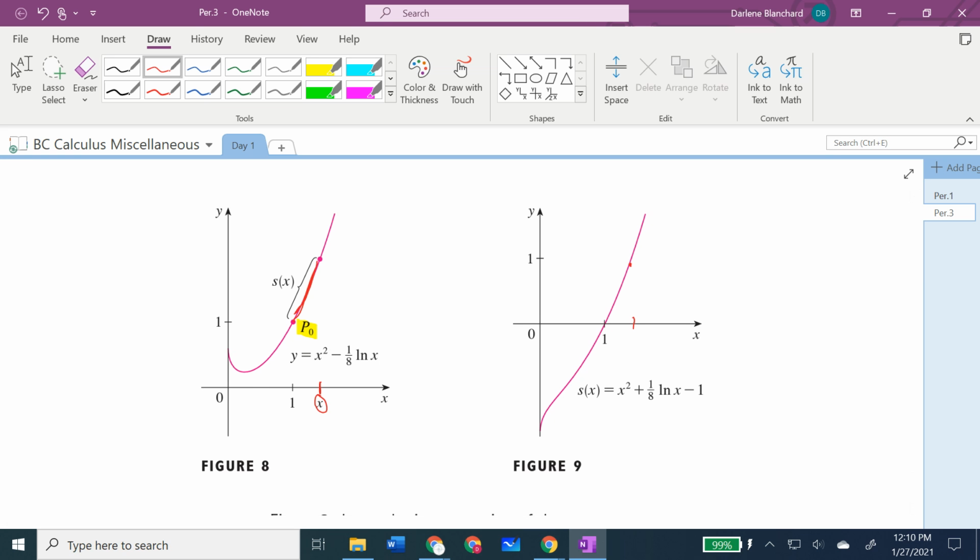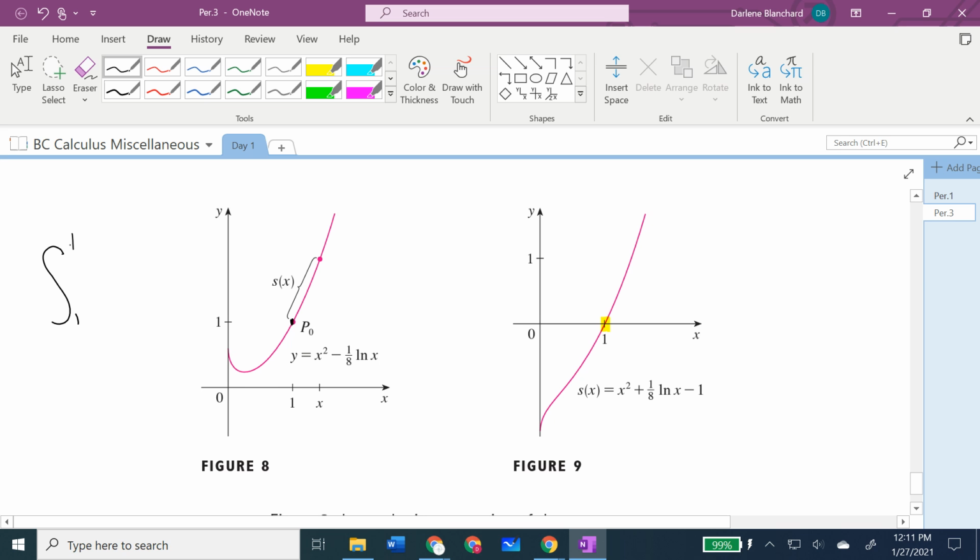Now, there's some really interesting things to notice here. First of all, look at figure 9 and notice that it goes through the x-axis at 1. Does that make sense? When x is equal to 1, it is asking what is the distance from x equals 1 to x equals 1, and that distance is 0.